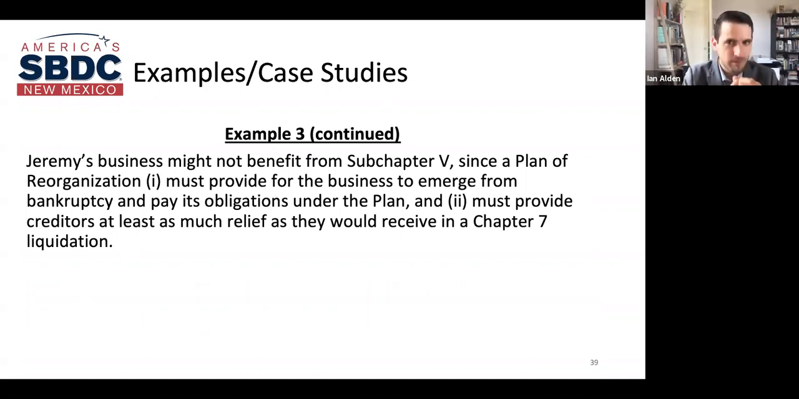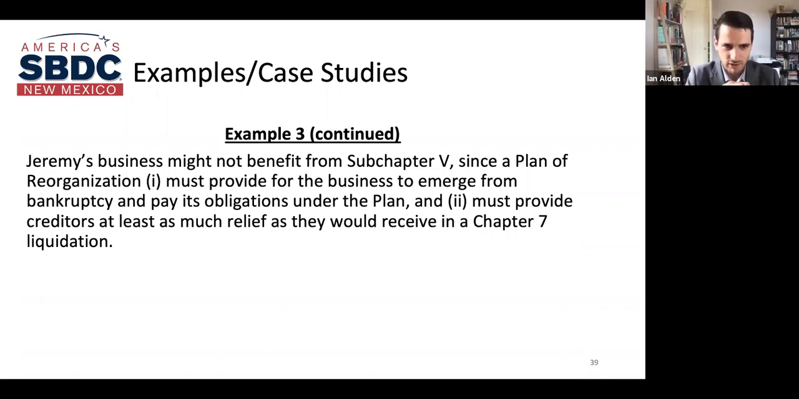Jeremy probably isn't going to benefit from subchapter 5 because, like we've talked about, it's a reorganization bankruptcy, and you need to be able to show that under the plan of reorganization, your business is going to be able to emerge solvent and be able to make its plan payments. Because he had these issues before COVID, and because these issues are fundamental to his business and he's not proposing anything in the plan of reorganization that's going to fix those, subchapter 5 is probably going to fail just like a chapter 11 would.